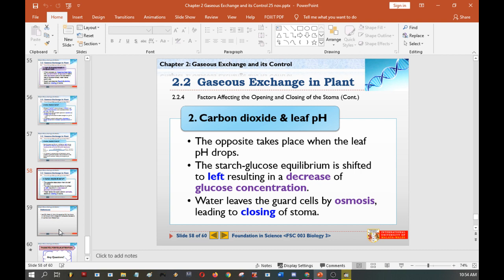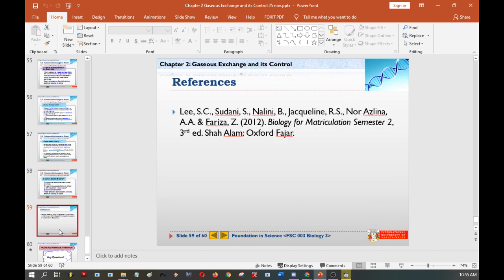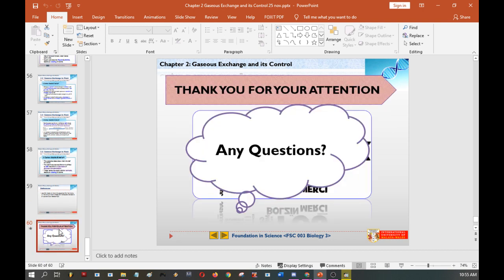So the starch-glucose equilibrium will be shifted to the left. It means that the leaf already has enough food, enough oxygen, enough CO2, so a lot of the glucose will be turned to starch, and because of that, the guard cells will lose water, lose turgidity, and then close. So that's all for today. The end.